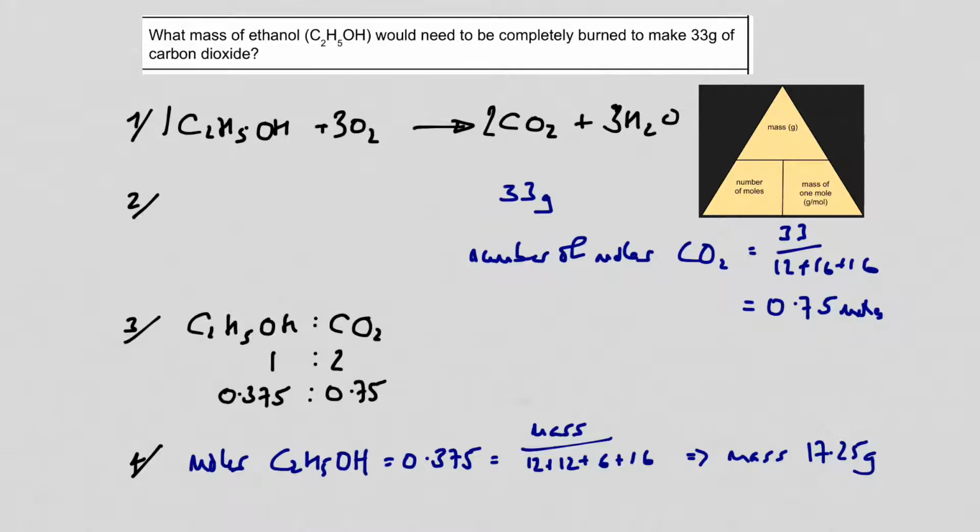So what we're saying is, if we start with 17.25 grams, that's equivalent to 0.375 moles. According to this ratio, double that number of moles is the number of moles of carbon dioxide that's produced. Once you've got the number of moles of carbon dioxide produced, you can relate that to the mass, and there's where that mass came from. Okay? Hopefully that makes sense.